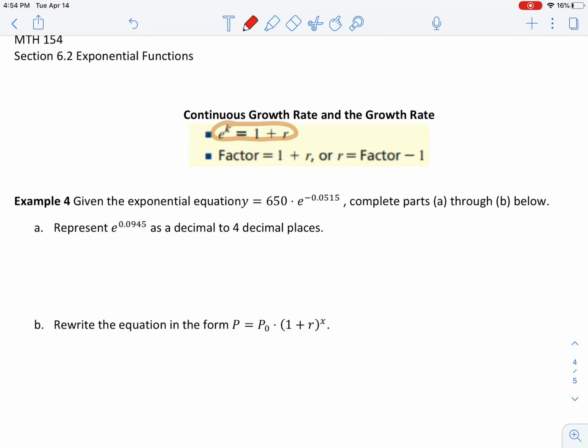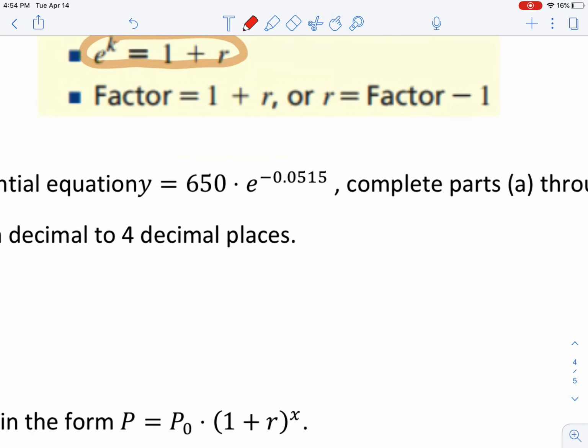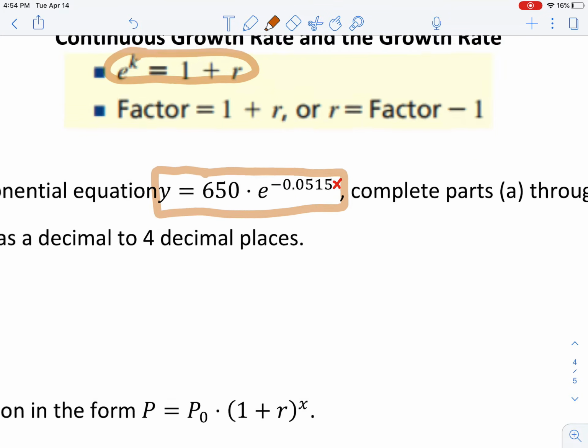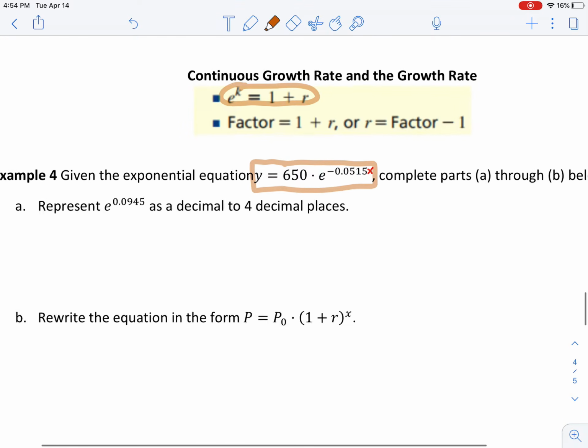All right, another one, and this is important, so I copied it down one more time. We're gonna use this one more time, okay? Given the exponential equation, y equals, again, look at me, forgetting the x next to it. I'm sorry. Please write down the x next to the exponent.